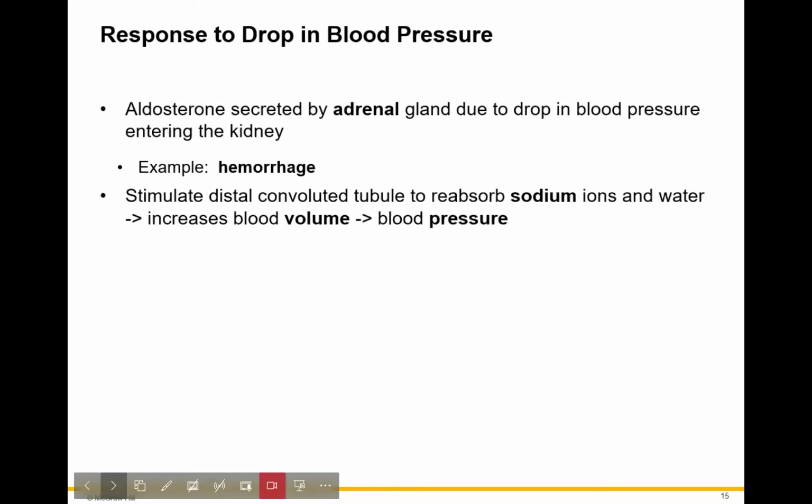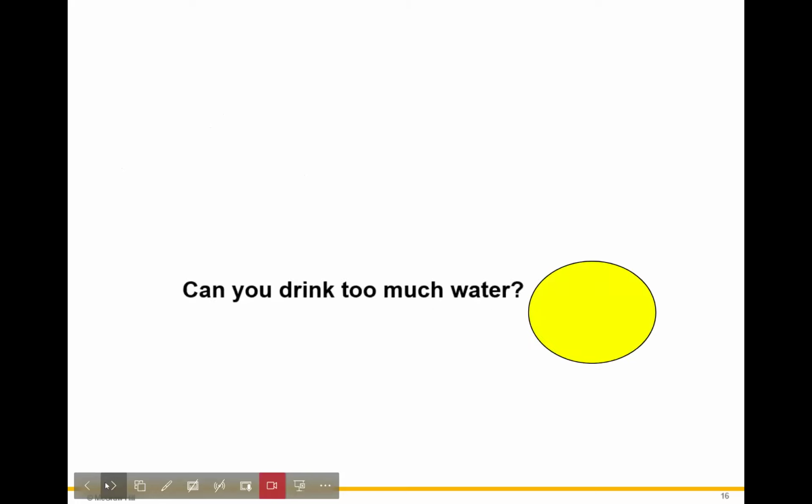Low blood pressure is fine if you remain conscious, but if it gets too low, you could suffer from hypovolemia and go into shock. So your blood pressure can drop too low. Can you drink too much water? The answer is yes.